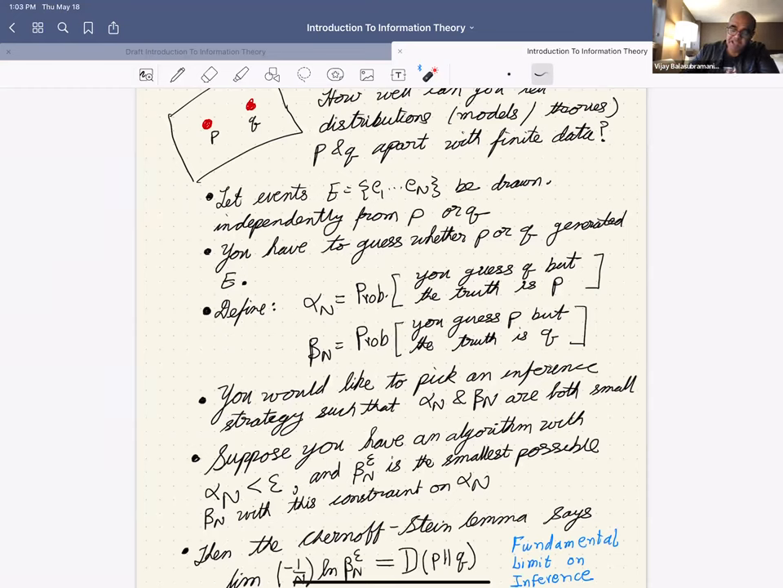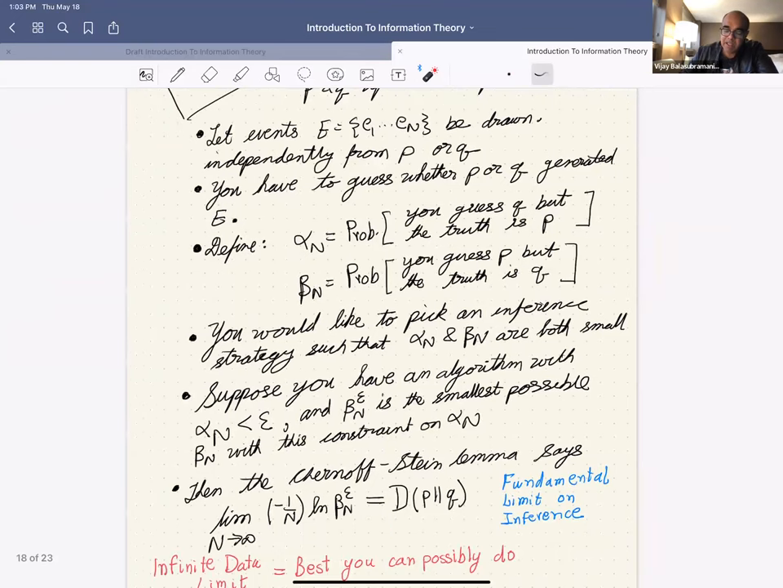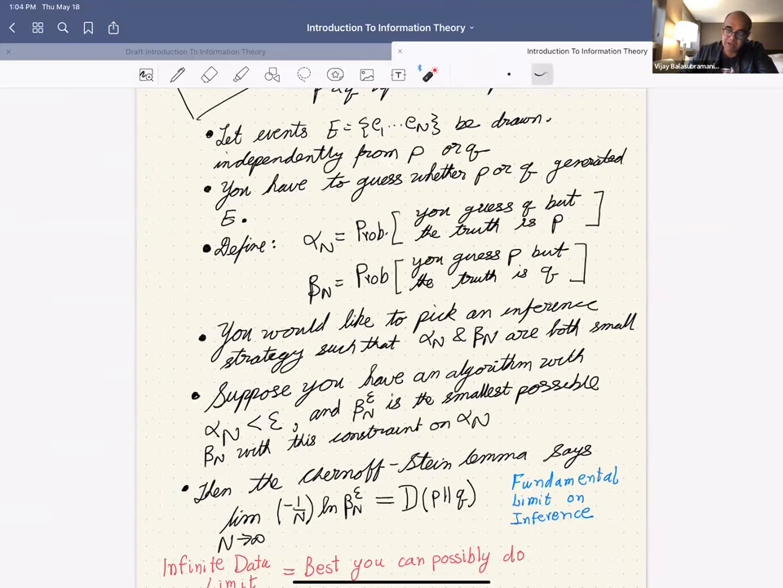Now, suppose you devise an algorithm with alpha n, the one-sided error, less than epsilon, some small number, and let beta n epsilon be the smallest possible error on the other side with this constraint on the first error. So one error is small, guaranteed, and I want to know how small you can make the other error.